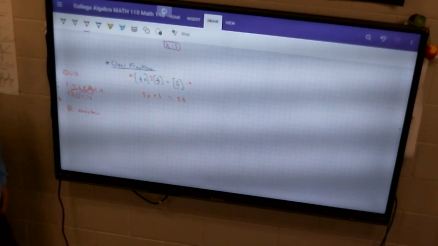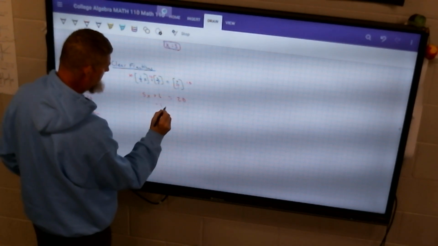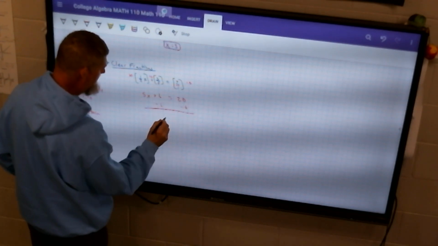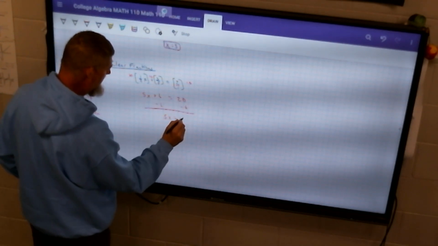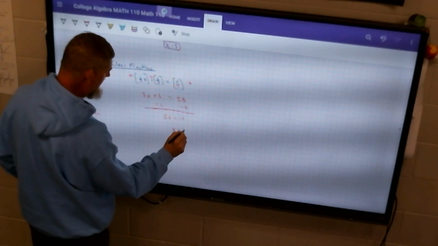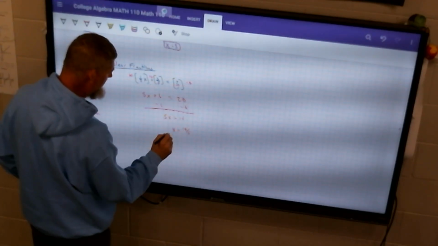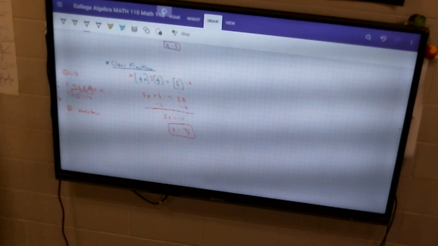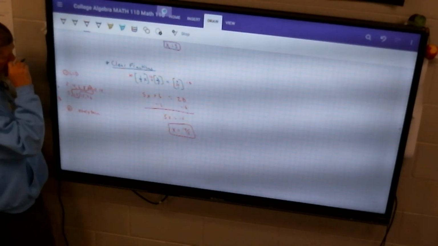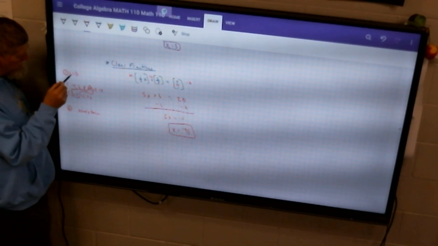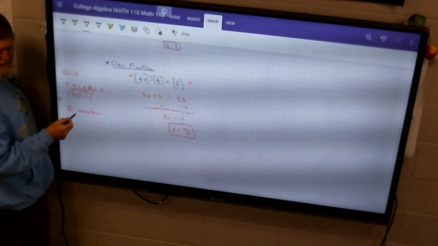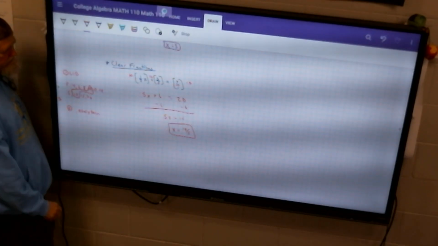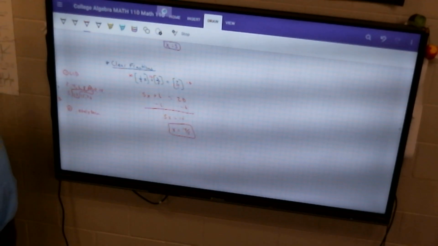Now I can just solve like we have been. Subtract 6. 5x equals 14. So x equals 14 over 5. I have a fraction. But the key to clearing fractions is to simply take the least common denominator and multiply every term by that. Okay? Do you get that?